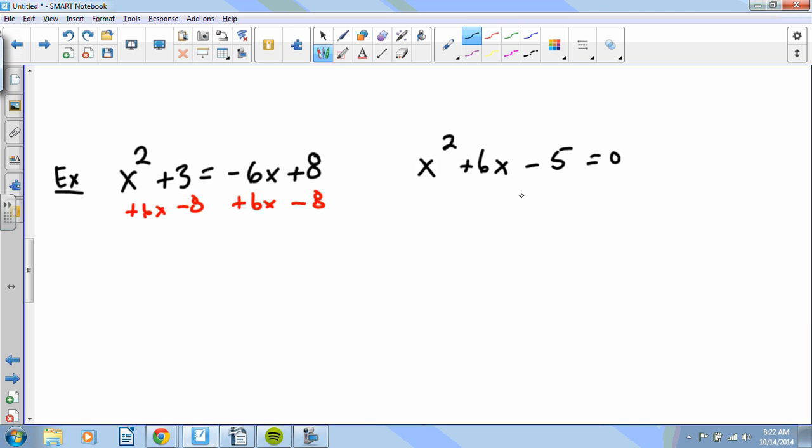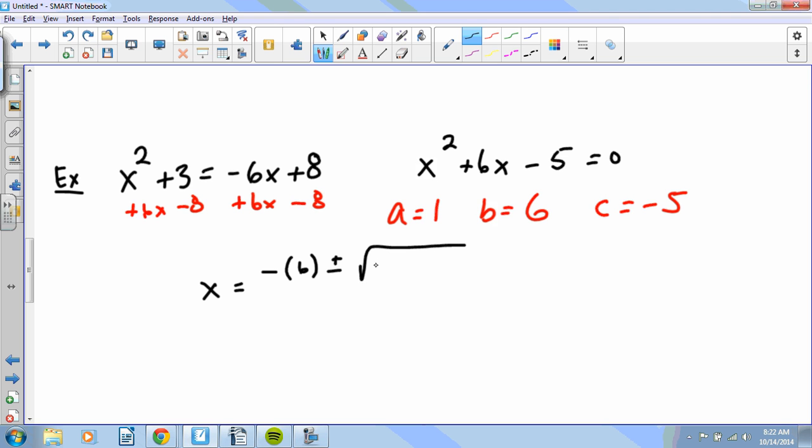I could go and complete the square, but that's a little tedious. I can just go ahead and use the quadratic equation here. So start with it. A is 1, B is 6, and C is negative 5. Now watch your signs. Keep those set up nicely so you don't miss them. So let's go plug it in. The opposite of B, plus or minus the square root of B squared minus 4 times A times C, all over 2 times A. Just a matter of plugging values in and going forth from there.